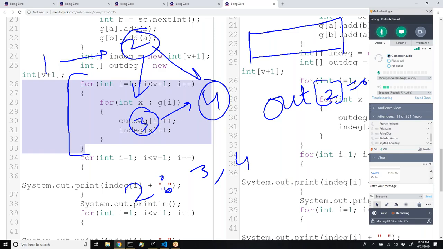Oh, this is correct according to me. So you are counting how many times it is going out. No, this should be fine then. So you are looping over the list and every time you are adding one value. So this should be okay.